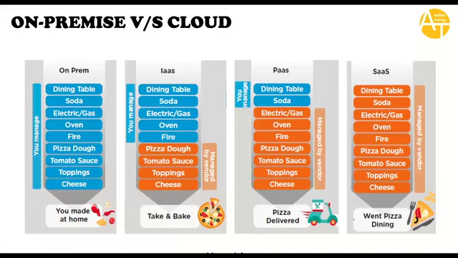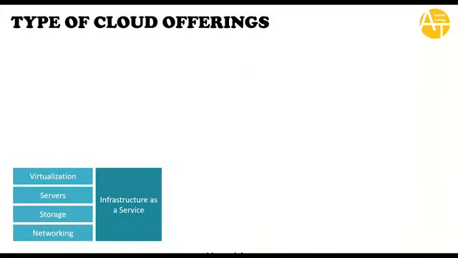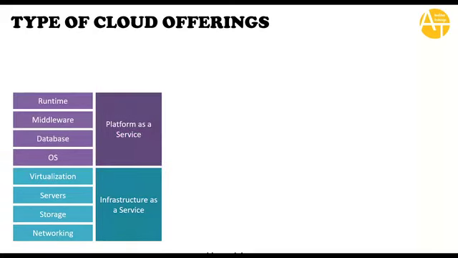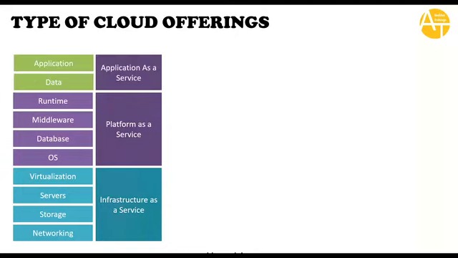So I hope this example helps you to relate to the real world, how on-premise versus infrastructure versus platform versus software works. Basically, you will have infrastructure, which includes networking, storage, server, and virtualization. You have runtime, middleware, database, OS to build an application as a platform, and then finally your application, which has application and data. Now, if I map it in my company, if I'm managing everything, that's an on-premise.